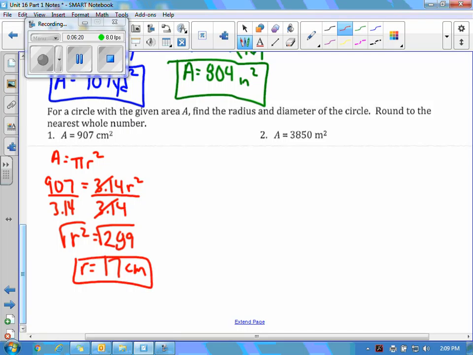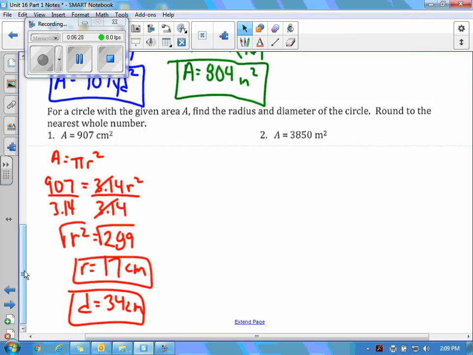I also need to know the diameter, so I just multiply the radius by 2. I get 34 centimeters. I'll leave number 2 for you guys to try. Make sure you fill in all the questions that I did for you. If you have any questions, feel free to ask.